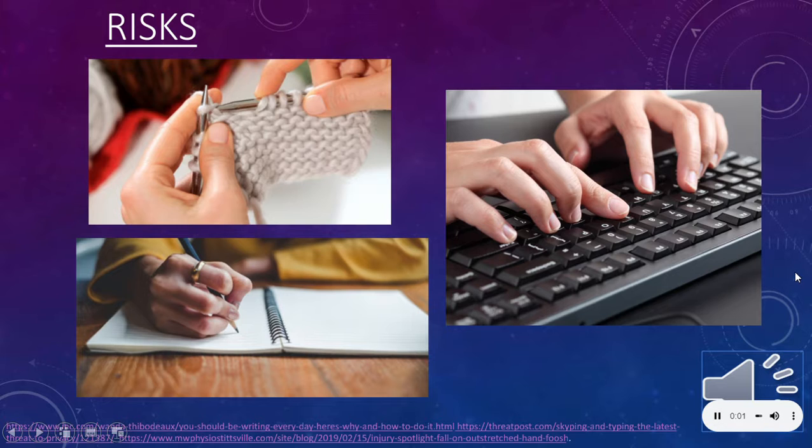Risks for injury of the median nerve include overuse of the motion in your arm or hand, such as knitting, writing, or typing. And also, the top right picture can be due to a FOOSH, falling on an outstretched hand.